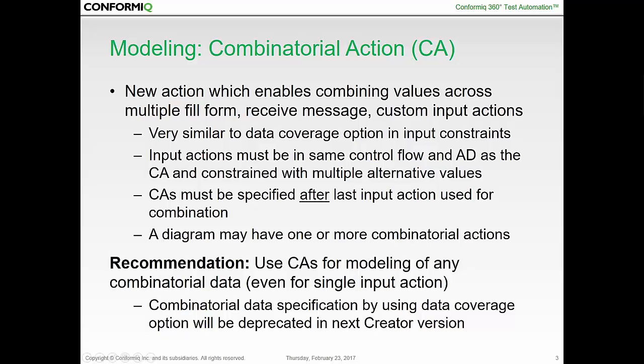So the first topic is about combinatorial data. Combinatorial data has actually been in the tool since the beginning, 5 years ago, but we have now made some additional effort by introducing a new action. It's called the combinatorial action. This action now allows you to combine alternative values not only in single input actions, but also across multiple actions. So let me give a short demo of this.